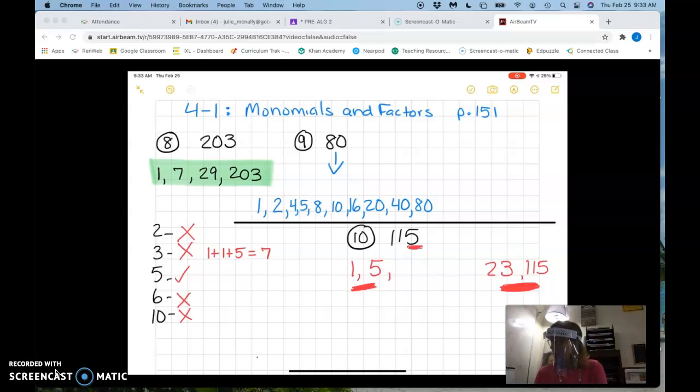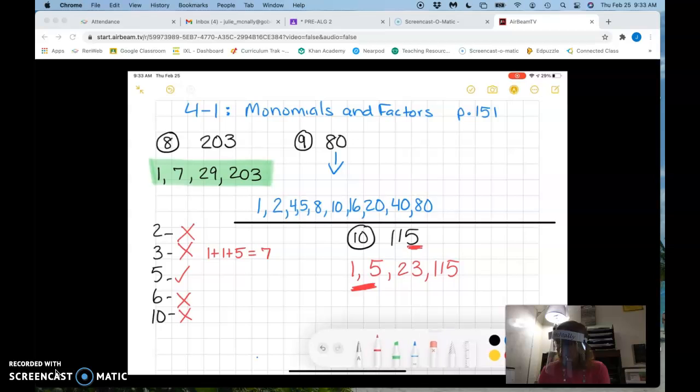So what I'm going to do now is I'm going to move these guys over so they're a little bit closer. Okay? And that's it for factors.